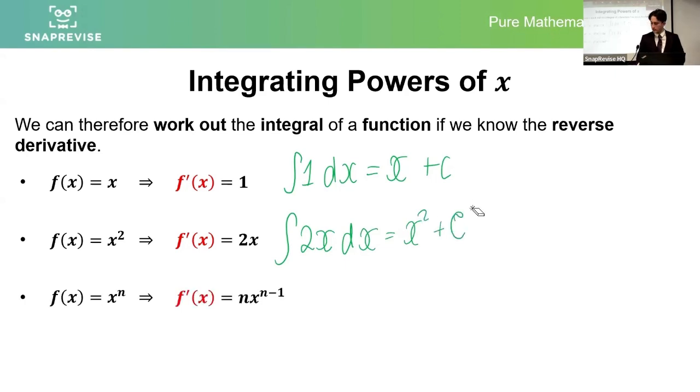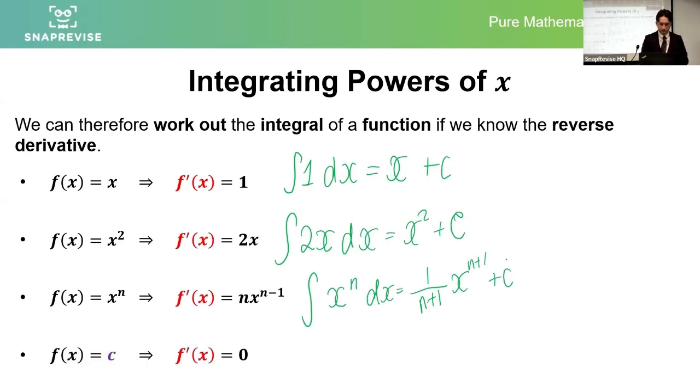Now in general, if I integrate x to the n, I'm going to get 1 over n plus 1 of x to the n plus 1 plus c. And just a key reminder with constants, if I integrate 0, I'm going to get a constant, which is basically why the constant always appears. That's what we're talking about.